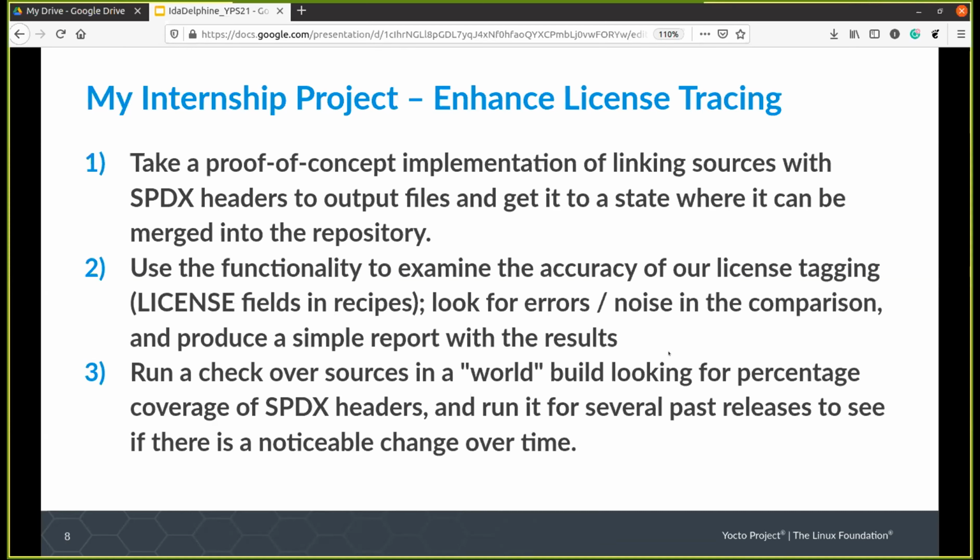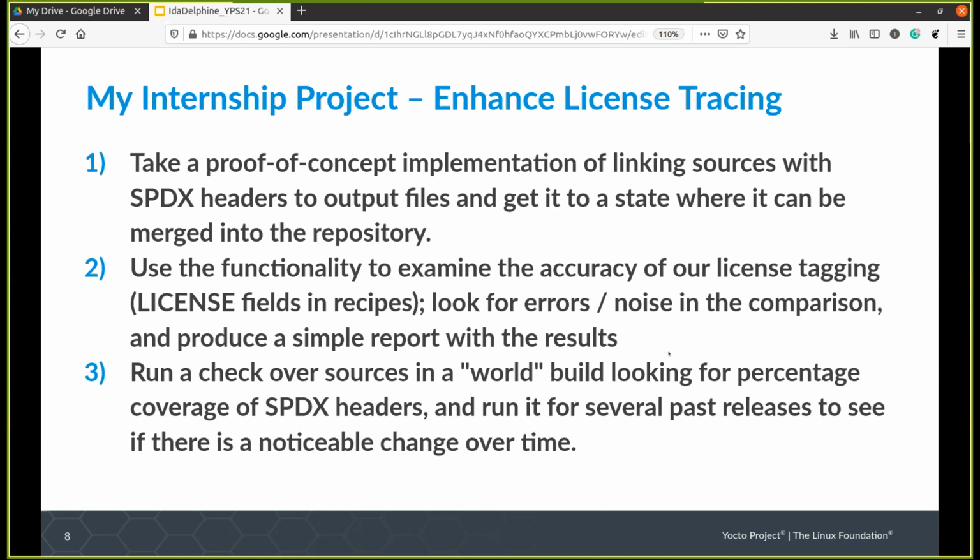So my first task of my project was for me to take a proof of concept implementation of linking sources that have SPDX headers to output files, and my first task was for me to get the proof of concept implementation to a stage where it can be merged into the repository. So it was pretty much for me to just improve the code and make sure that the output doesn't contain a lot of redundant data.